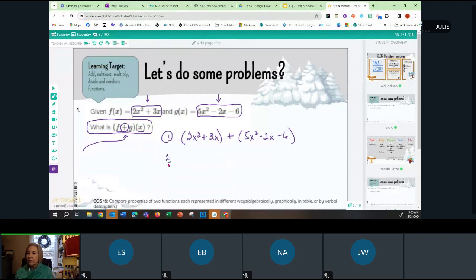In our second step, if we are adding, we have the right mathematically to drop the parentheses and bring down each term exactly like it is. So that means we're going to drop the parentheses and bring down 2x squared, drop the parentheses and bring down plus 3x. This 5x squared is an understood positive because there's not a negative in front of it. So drop this parentheses, bring down positive 5x squared, bring down negative 2x, and bring down minus 6. As long as you're adding, you're going to drop the parentheses and bring everything down with the sign in front of it that it had to begin with.